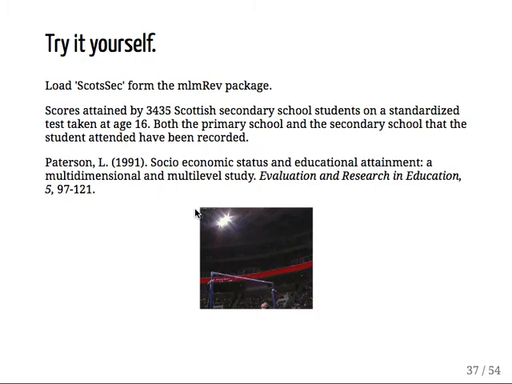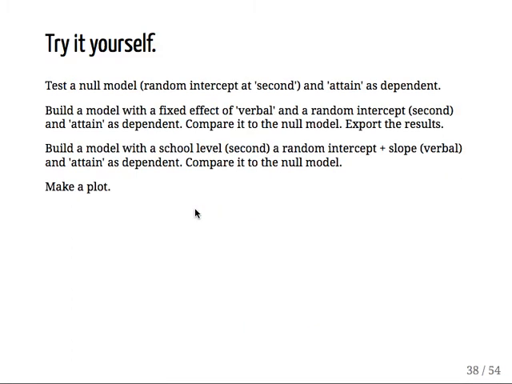You're going to do the same, but with Scottish schools. You have data on 3,400 Scottish secondary school students who take some standardized tests at age 16. Both the primary school and the secondary school that the students attended have been recorded. I would like you to test a null model, just a random intercept at the secondary school with attain as the dependent, so that's their score on the standardized tests. Then build a model with the fixed effect verbal, which is their score on some verbal tests, and a random intercept, with attain as the dependent, compared to the null model.